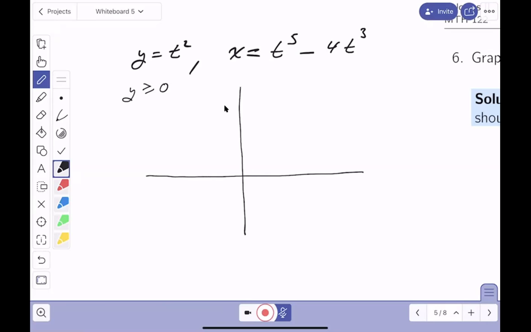So if y is always greater than 0, I know my picture is always going to be up here somewhere. All right. Now let's look at the x's. A little more complicated, but I'm still going to look at it. And what I'm going to do is, what I did in prior courses, factor.